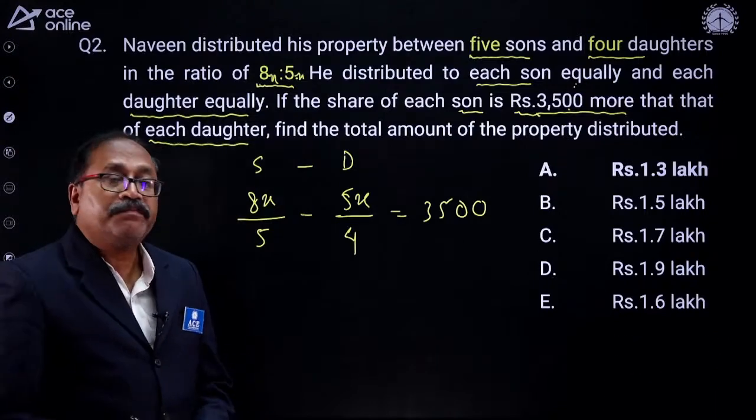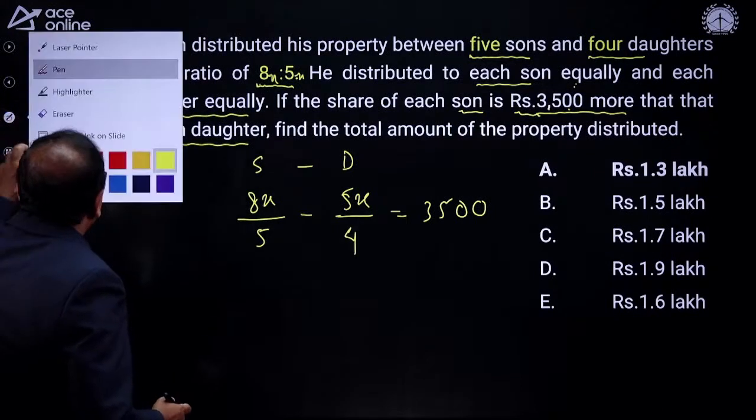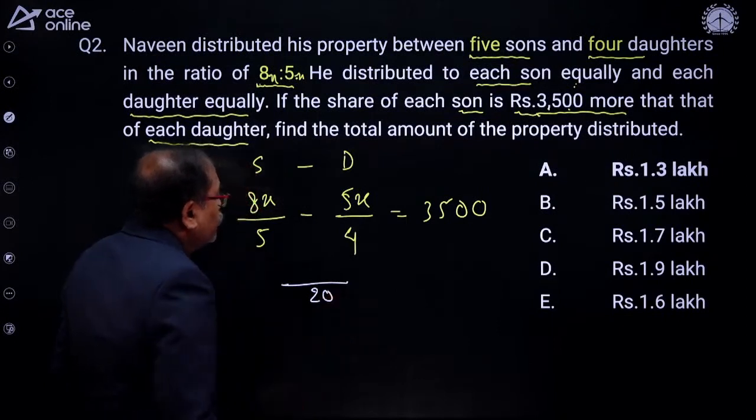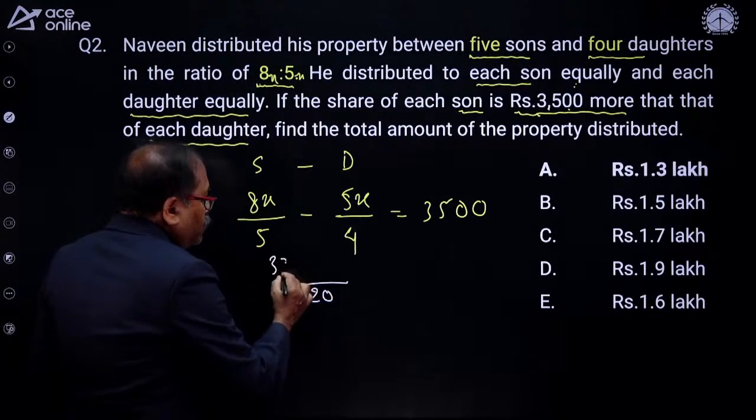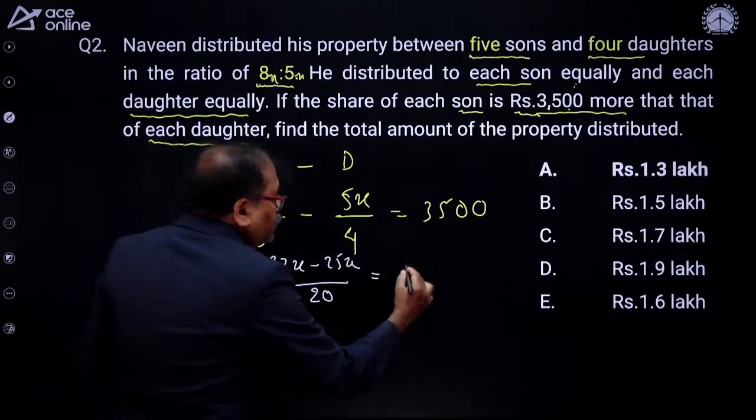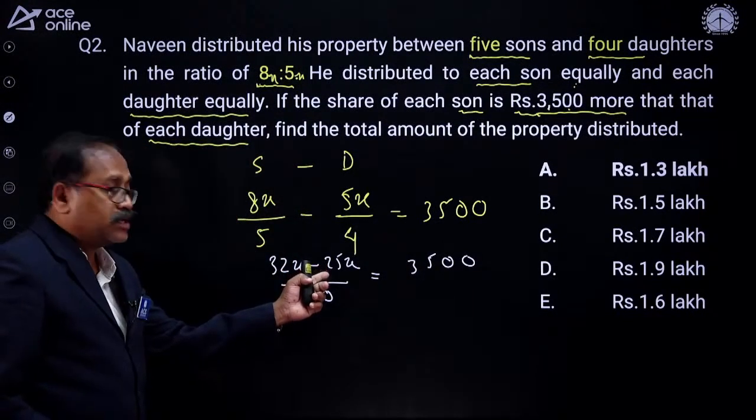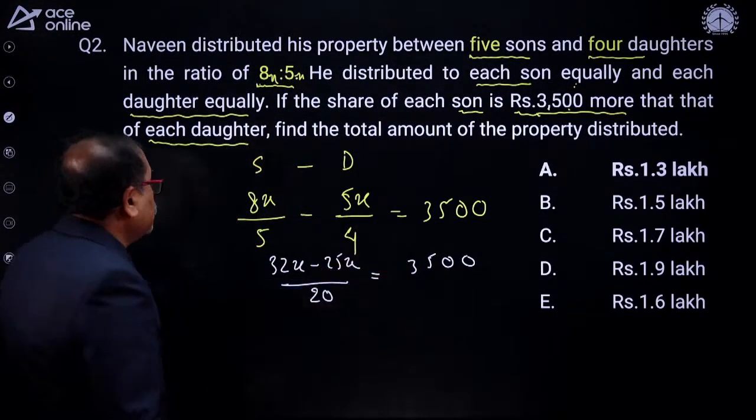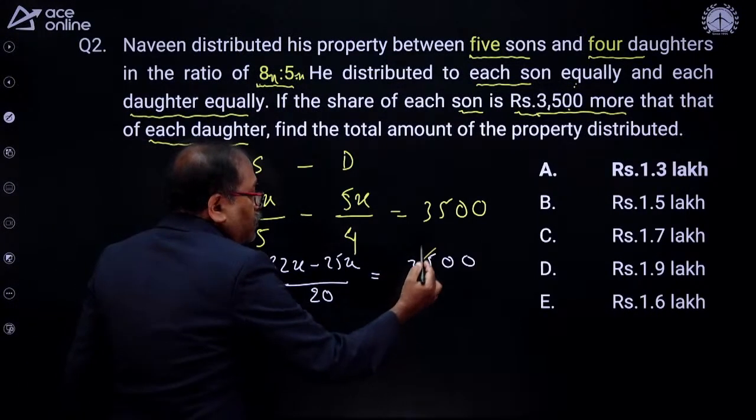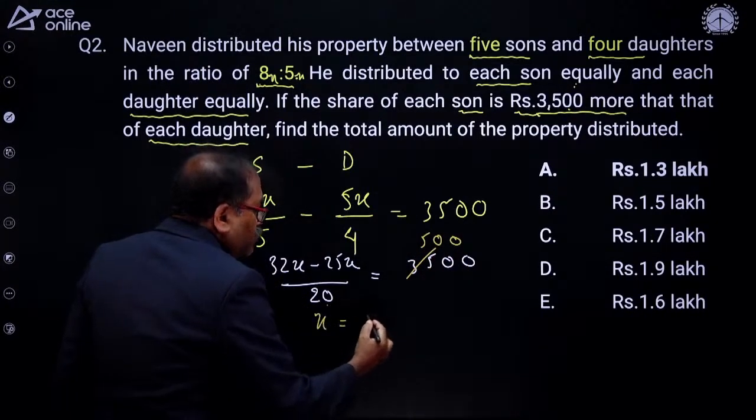Okay, your time is up. Now, has anyone answered it? Let's check that. How do I solve this one? The LCM is 20 over here. Then 8 times 4 is 32, so 32x minus 25x is equal to 3500. This is what is given. So here I am getting 7x. Cancel the 7x, and you get x is equal to 1000.